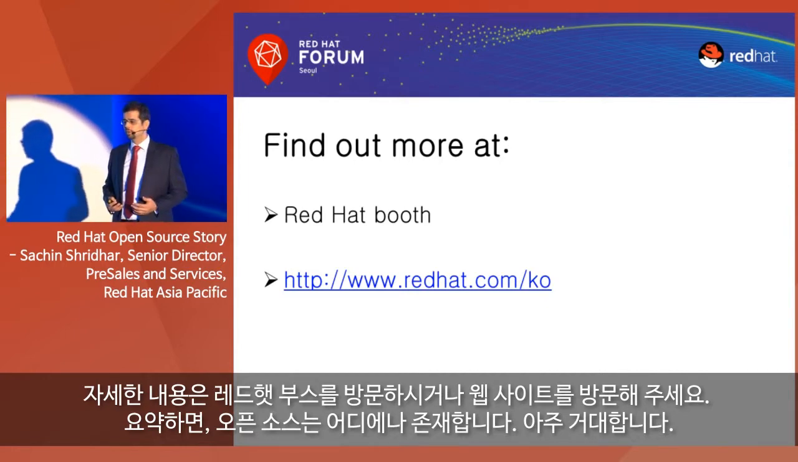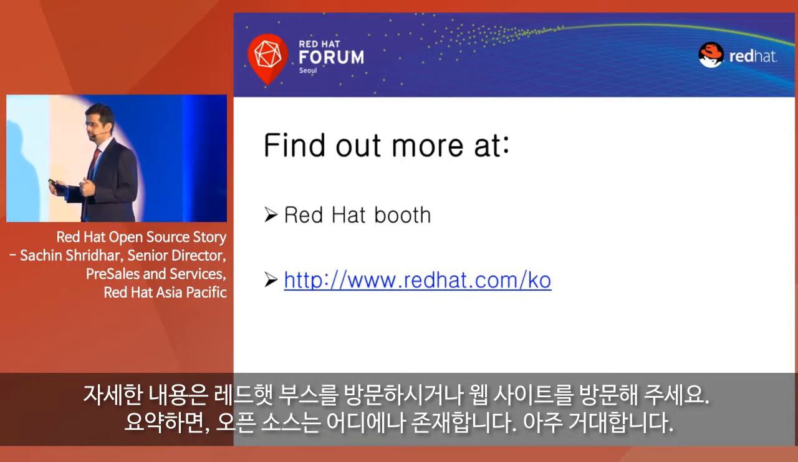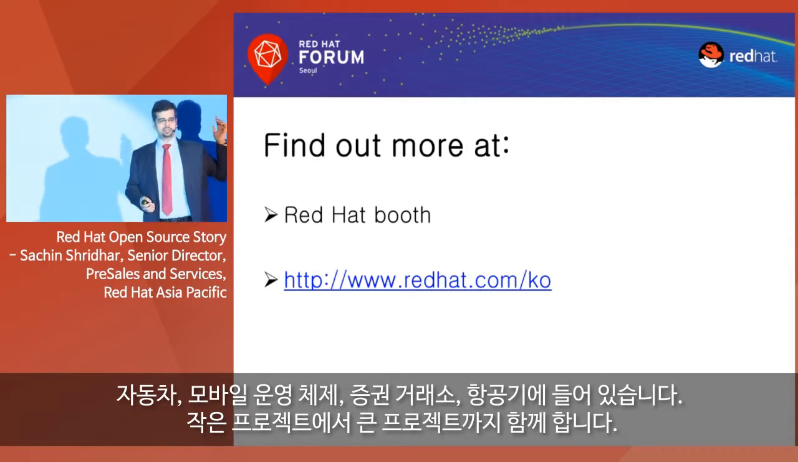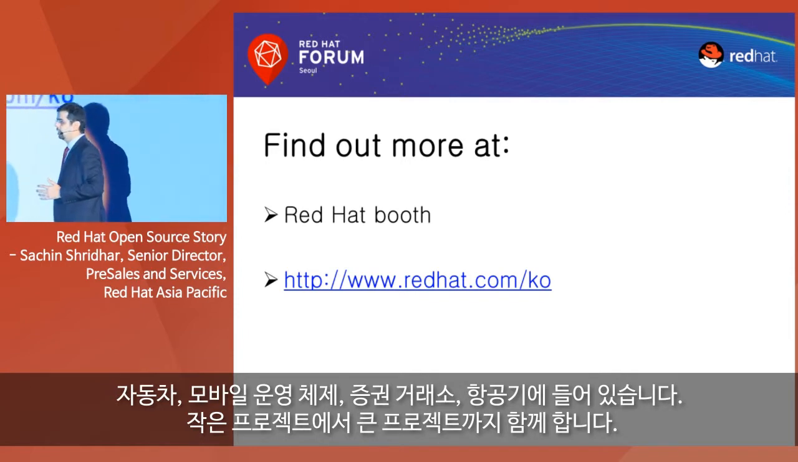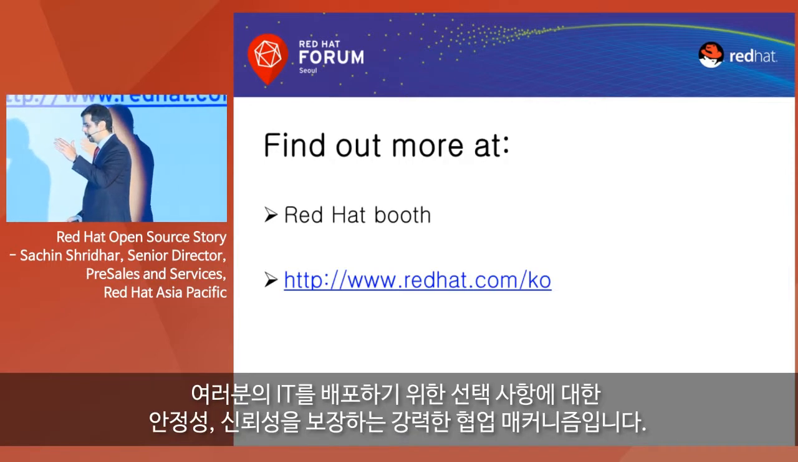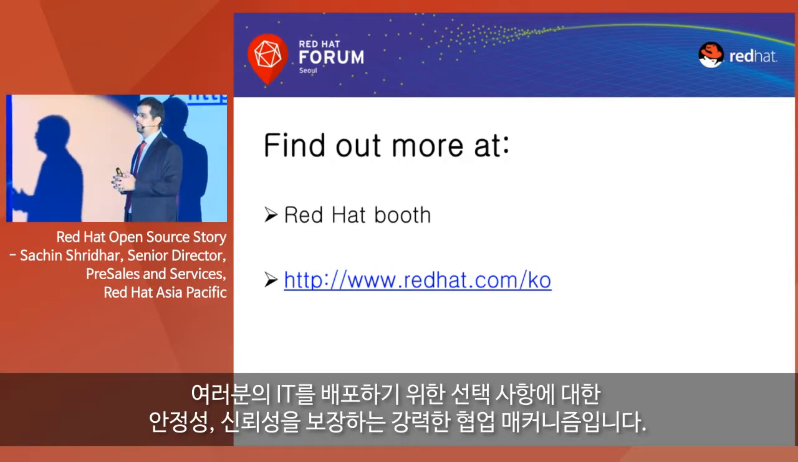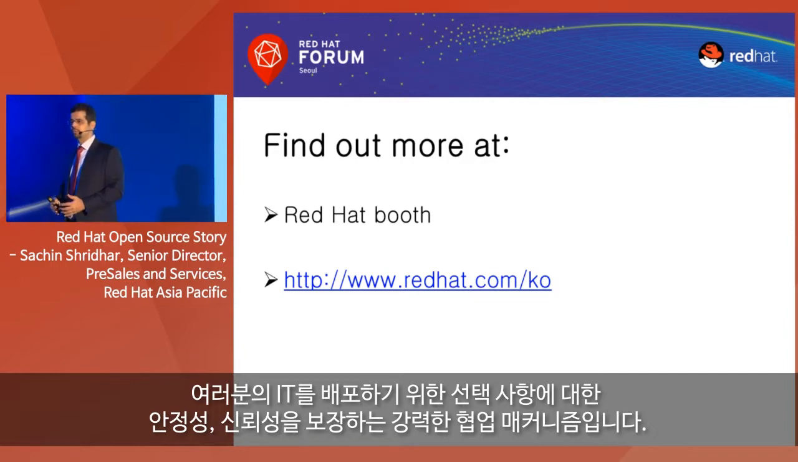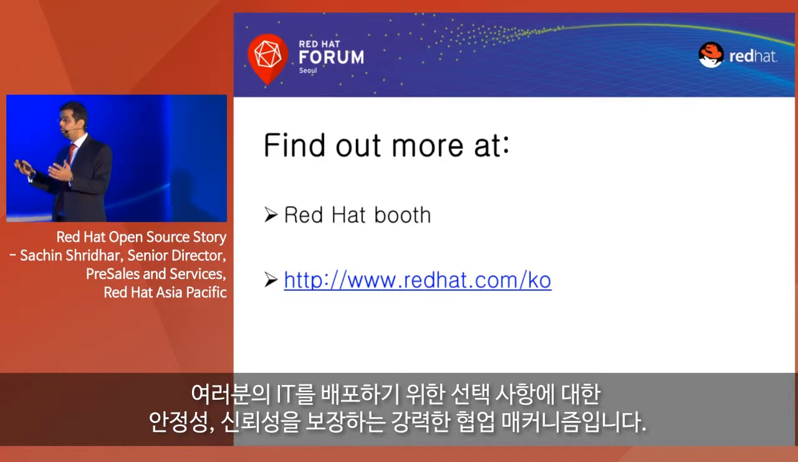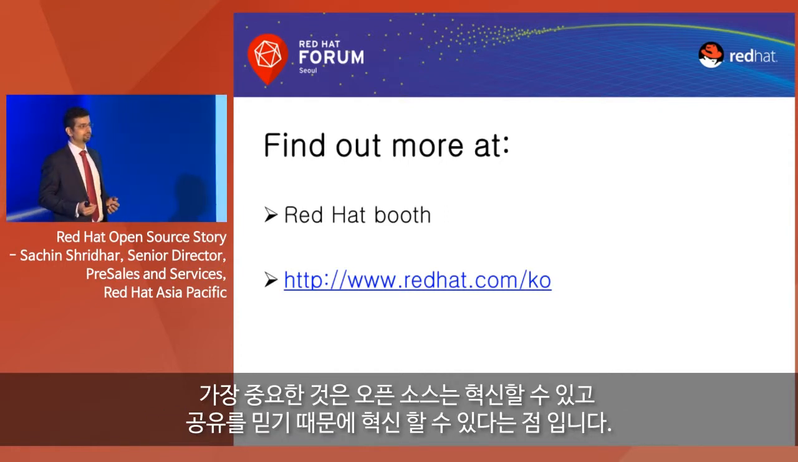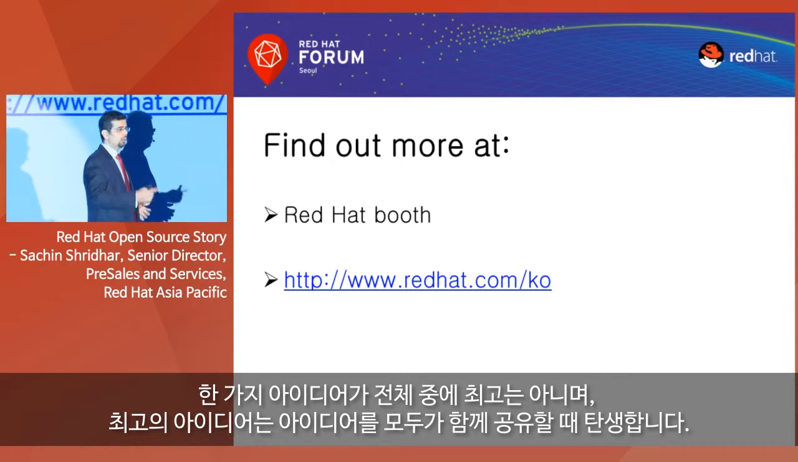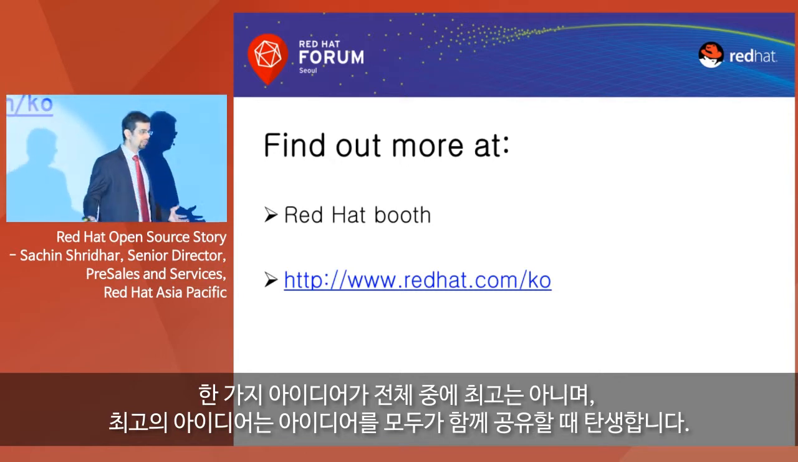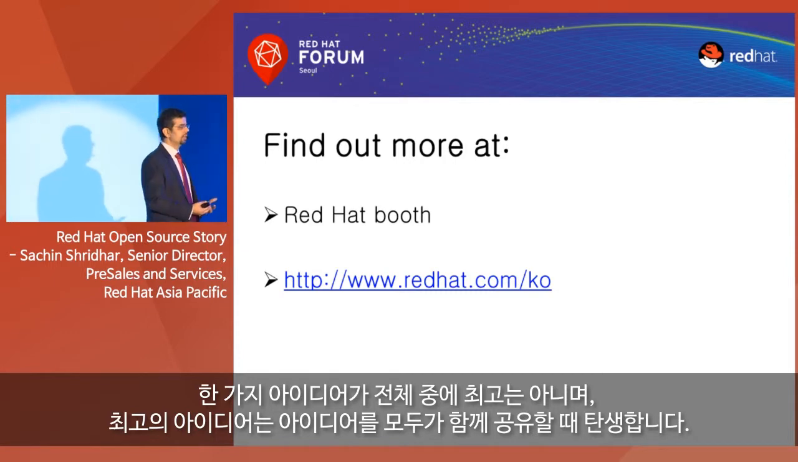In summary, open source is big. It's present everywhere. It is in cars, in mobile operating systems, in stock exchanges, in aviation. It goes from small projects to big projects. It has a robust collaboration mechanism that ensures the security and the reliability for what you choose to deploy in your IT. But most importantly, it allows for innovation. It allows for innovation because it believes in sharing. And not one idea is the best of all, but the best idea is when everyone comes together and shares their idea.